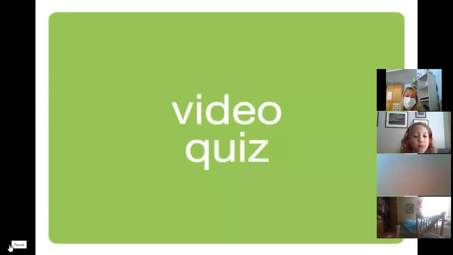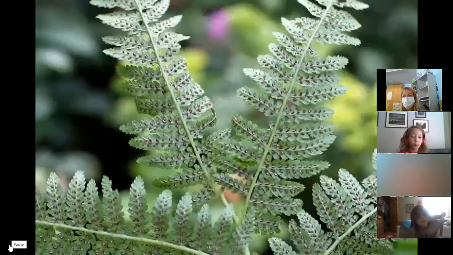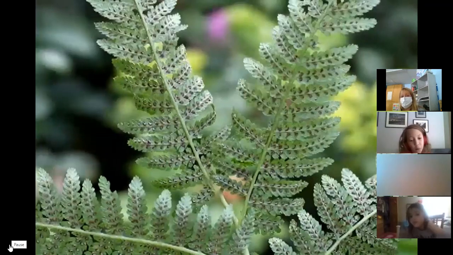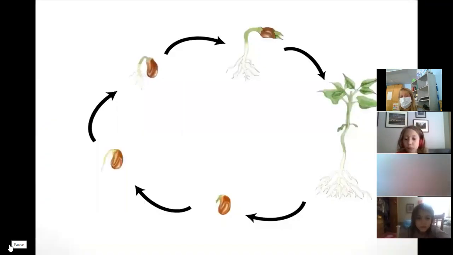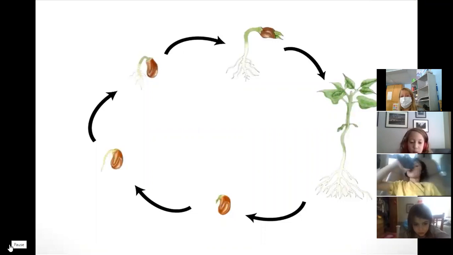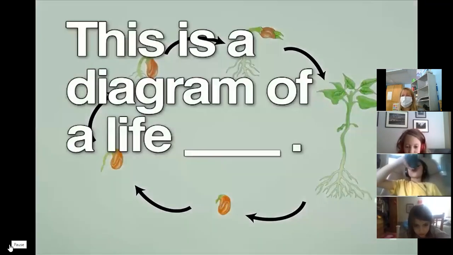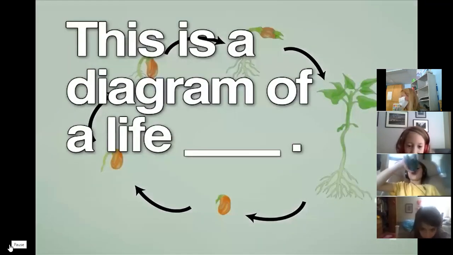A video quiz. I want a video quiz. Fill in the correct word to complete the sentence. Number 1. This is a diagram of a life cycle. Good job, guys.